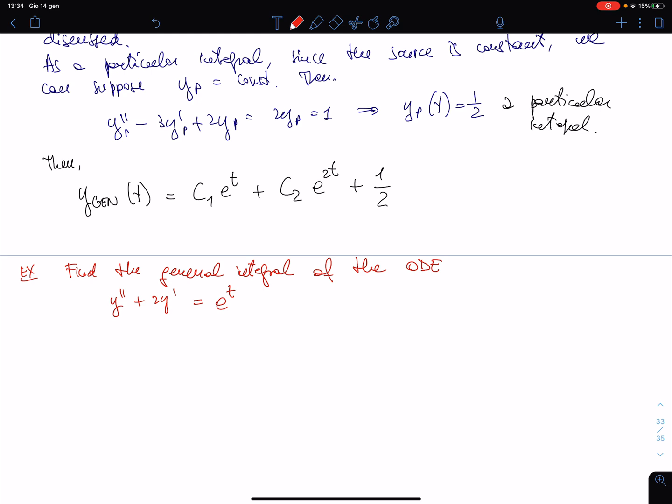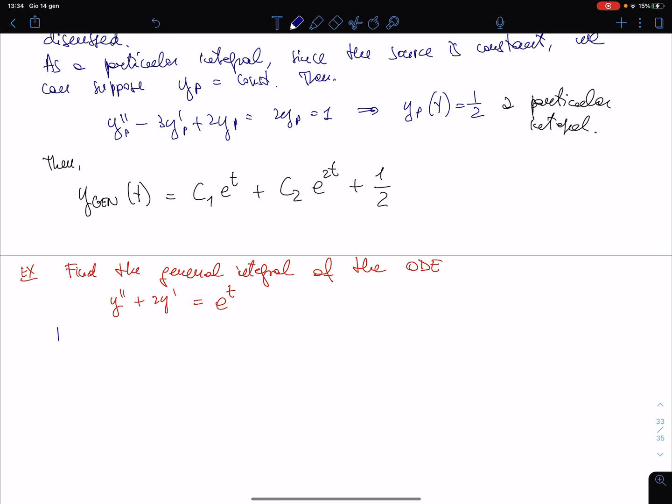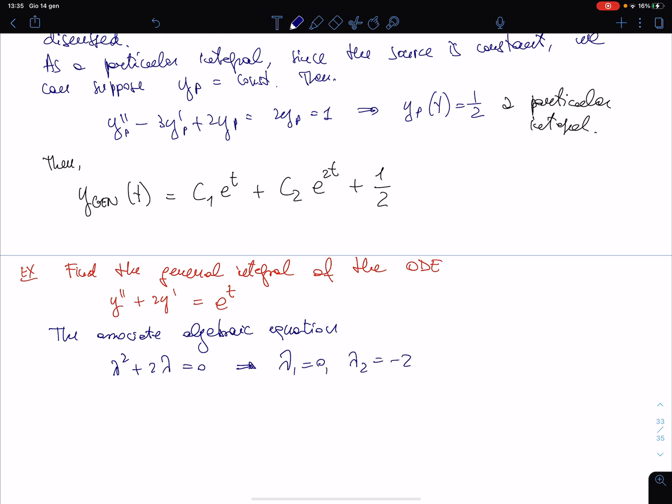And so, as before, we consider the associated algebraic equation, which is the equation with lambda. So y'' becomes lambda squared, and y' is lambda. So lambda squared plus 2 lambda equals 0. So lambda 1 is equal to 0. Lambda 2 is equal to minus 2.